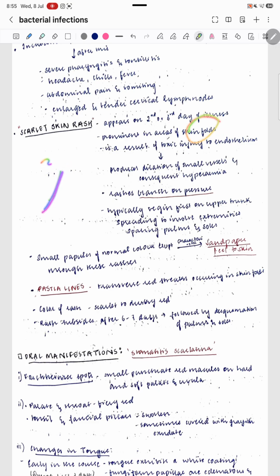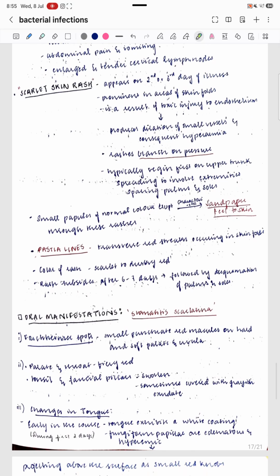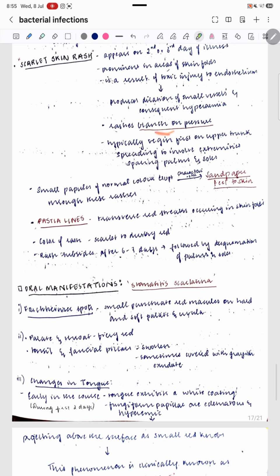Your thigh region, your cubital fossa. Then wherever you see your skin folds, there you can find a scarlet skin rash on the second or third day. This is a result of the toxin on the blood vessel, which produces dilation of the blood vessels and consequently hyperemia. The rash blanches on pressure. So if you put pressure, it blanches.